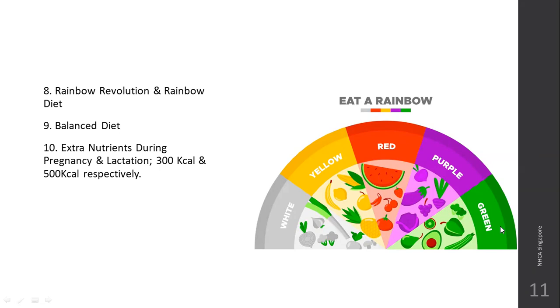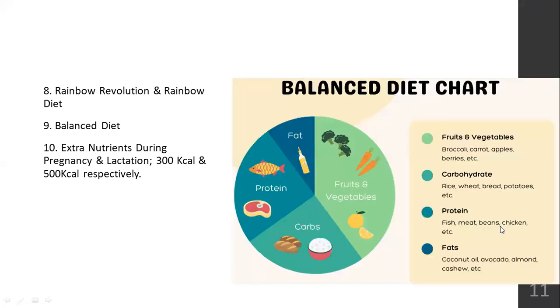The basic concept of using a rainbow revolution in diet is you should be very liberal with the utilization of colored vegetables and fruits to prevent any hidden deficiency or micronutrient deficiency. That we have balanced diet.